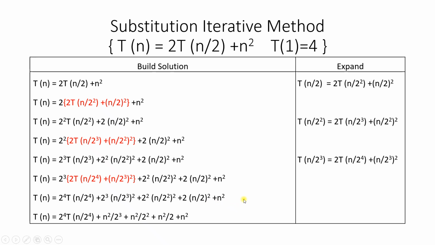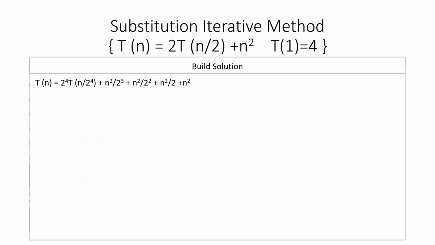And we expand it, we get what? 2 to the power 4 t n upon 2 to the 4 plus n square upon 2 cube. You can see over here we expanded this part, and 2 cube is when we have 2 cube square, we can easily subtract it, and it becomes n square upon 2 cube, right? And from here we get n square upon 2 square. From here we get n square upon 2, and this is simply n square. So this is our expanded form.